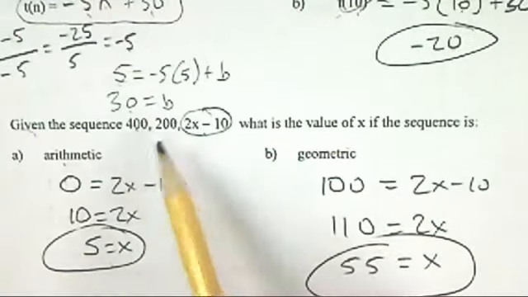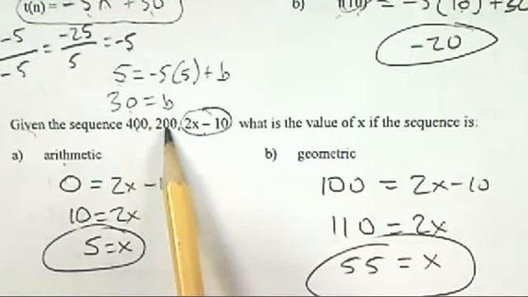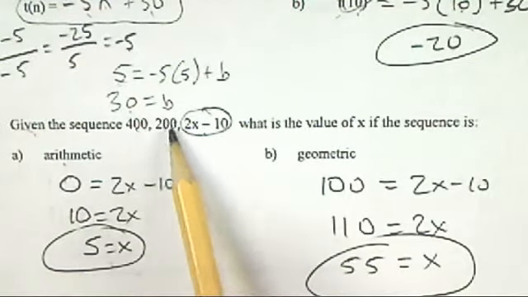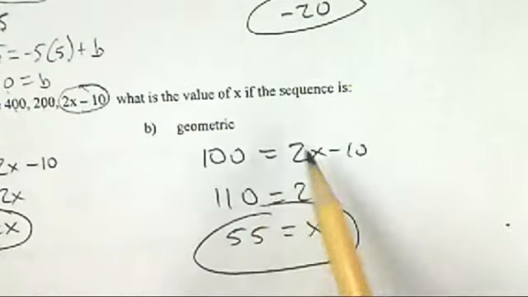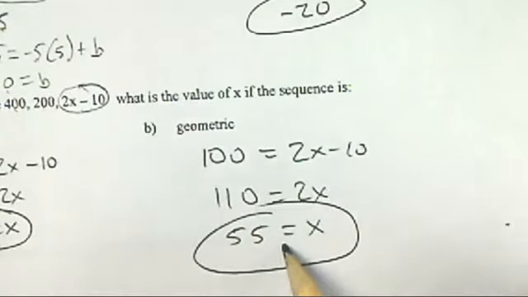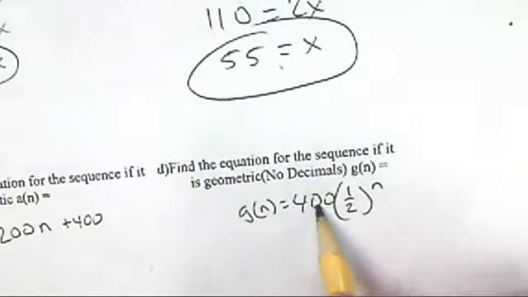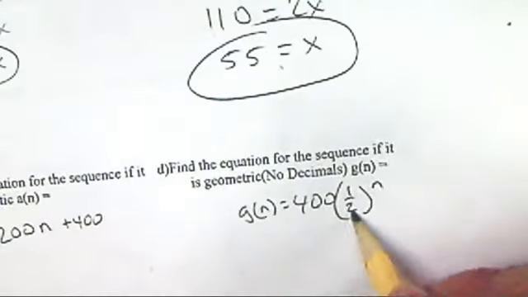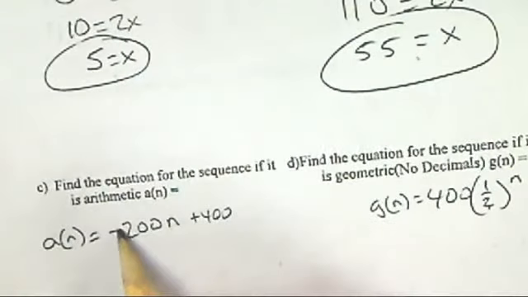Geometric means you're multiplying by something. So I multiply by a half, that gets me to 200. Multiply by a half, that gets me to 100. So you plug 100 in, equal to it, and you solve and you get 55. So the equation is you start with 400, you multiply by a half a whole bunch of times. You start with 400 and you're subtracting 200 each time.